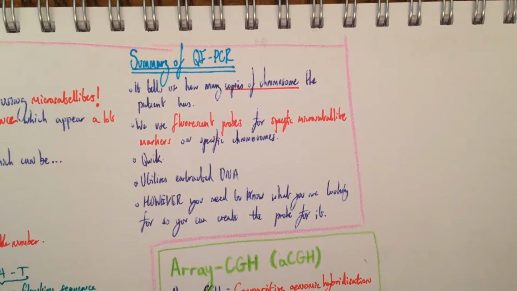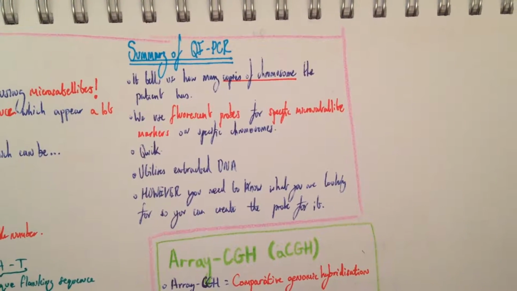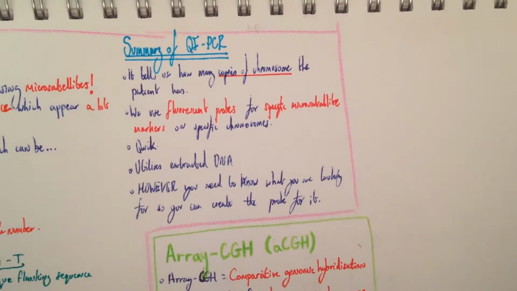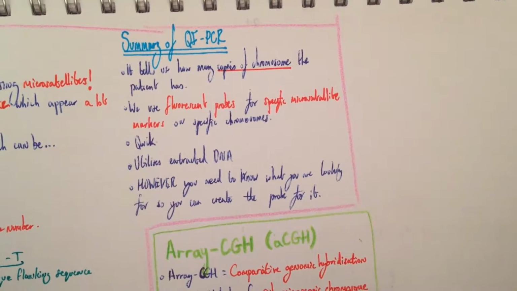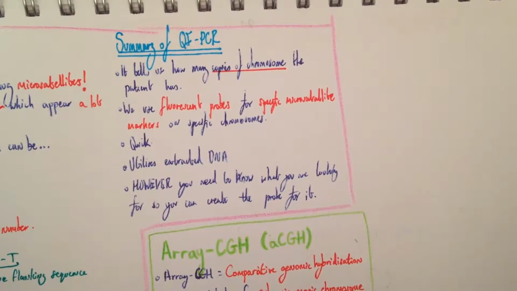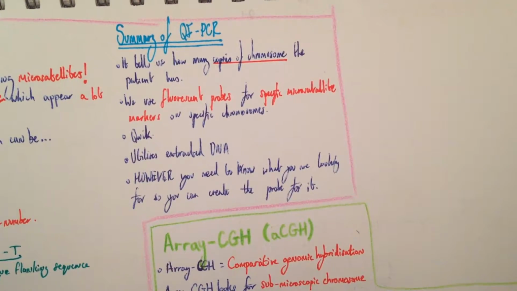So we use fluorescent probes for specific microsatellite markers on specific chromosomes. It's quick, it utilizes extracted DNA, however, you need to know what you are looking for so you can create the probe for it.